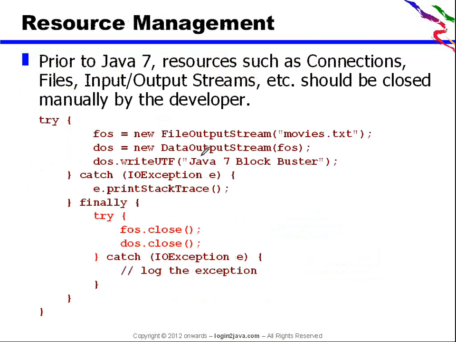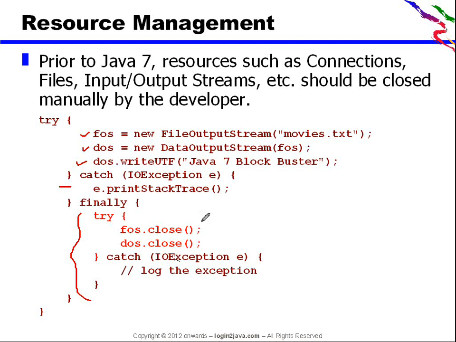Okay. Resource management. This is another very beautiful feature that has come into Java 7. Prior to Java 7, resources such as connections, files, input-output streams, even your socket connections, etc. should be closed manually by the developer. A simple example code, just go through it. You must have come across this type of coding practice in your day-to-day programming, where you open some resources and then catch, and you put these things in the finally block.